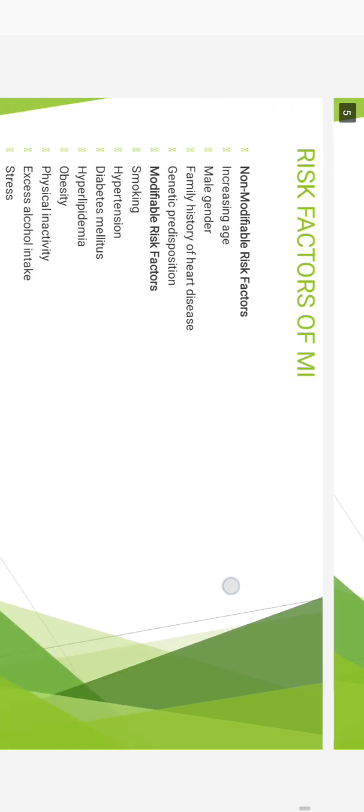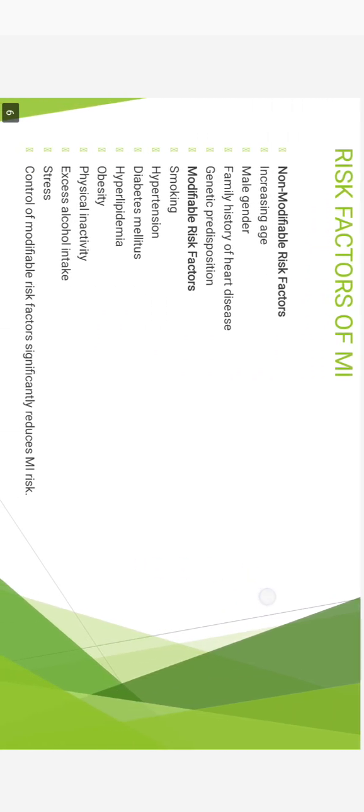Next, risk factors. These include the non-modifiable risk factors: increasing age, male gender, family history of heart disease, and genetic predisposition. Since these factors cannot be changed, patients with these risks require close monitoring. Next, the modifiable risk factors, which are preventable and manageable.